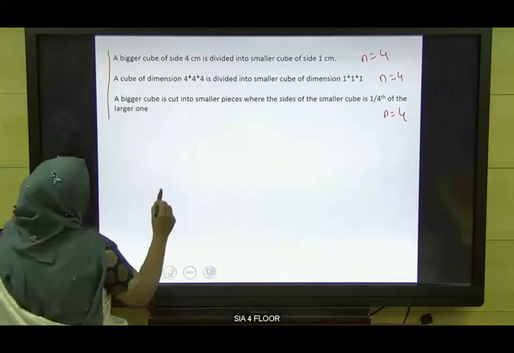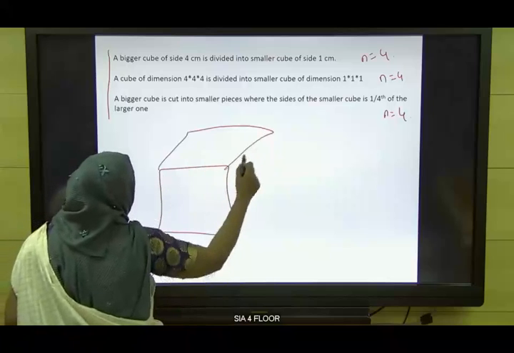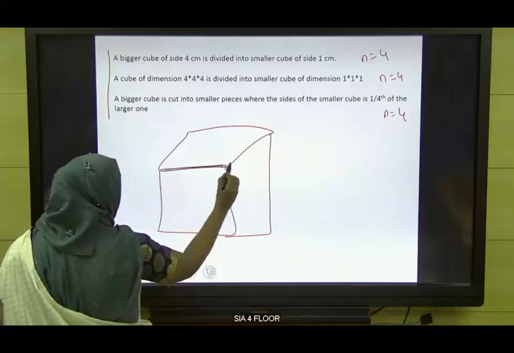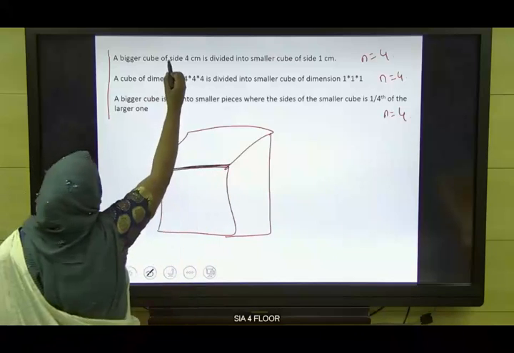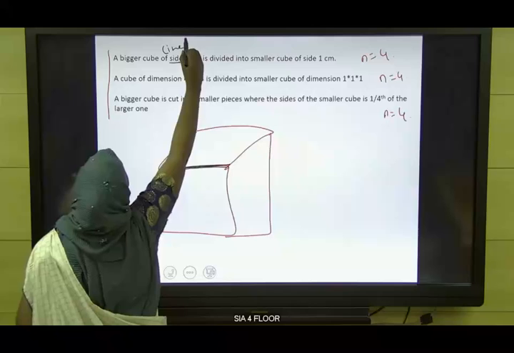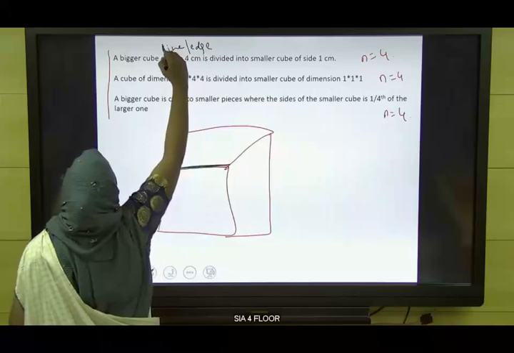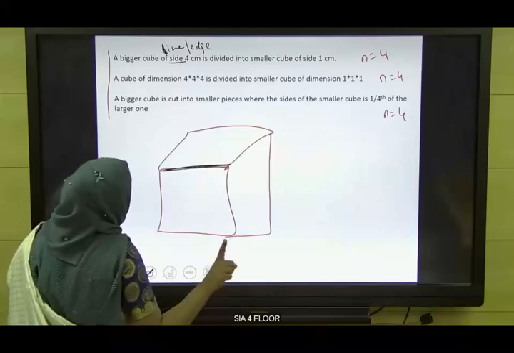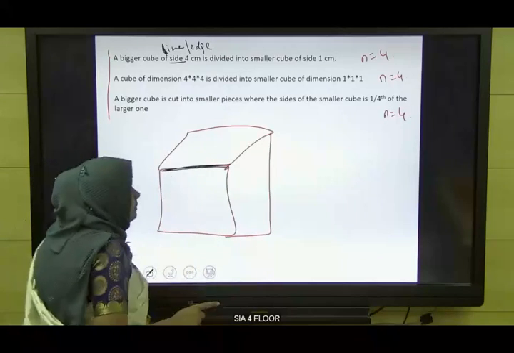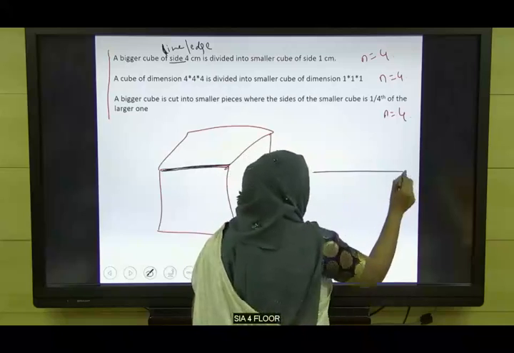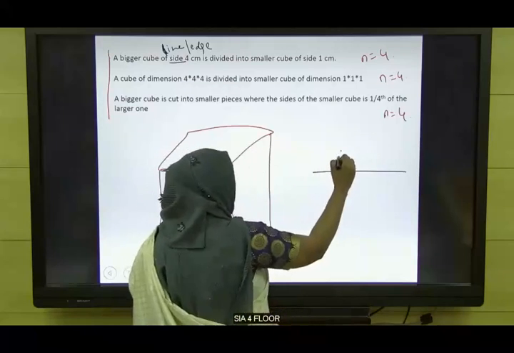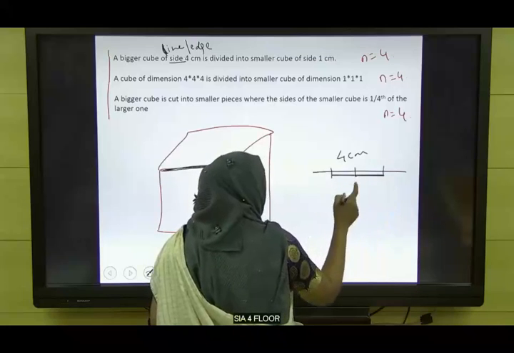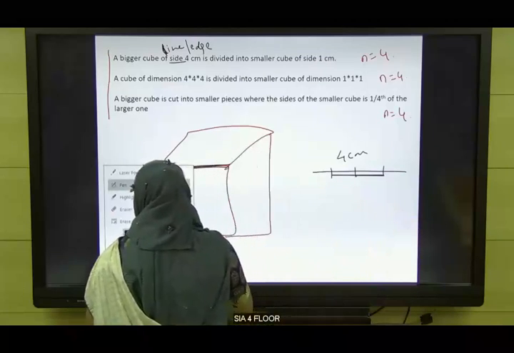Take the first sentence. A bigger cube of 4 centimeter side. Side is the line, the edge. So the meaning of side is either line or edge. This is 4 and it is divided into smaller cubes of 1 centimeter. So imagine there is a rope, and that rope is 4 centimeter. Now you have to cut this rope into 1 centimeter pieces.